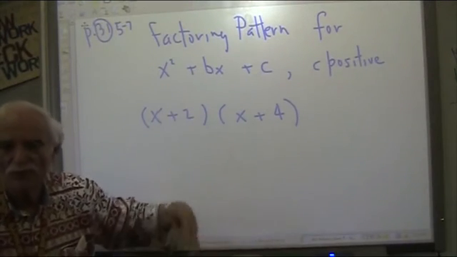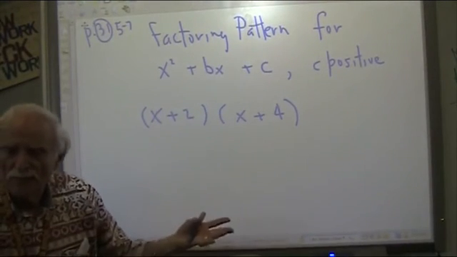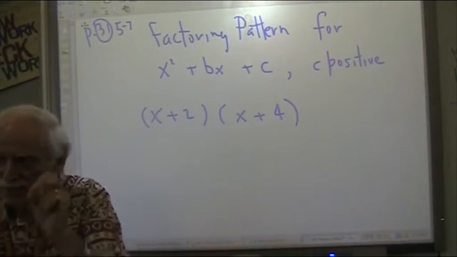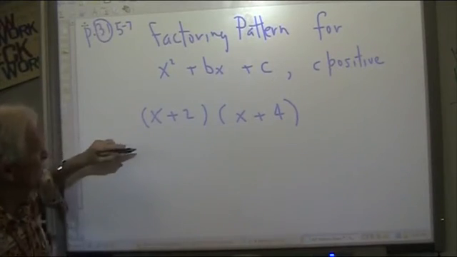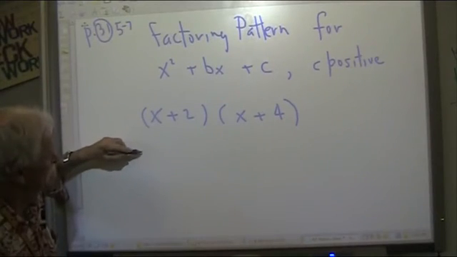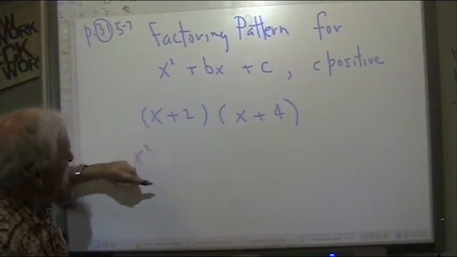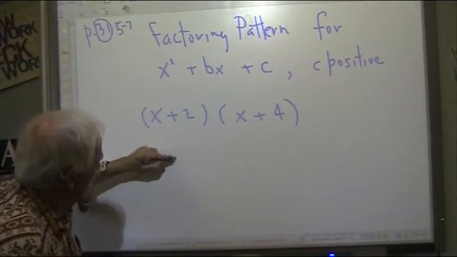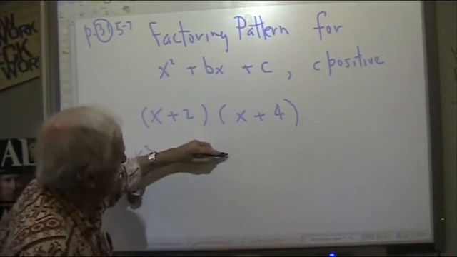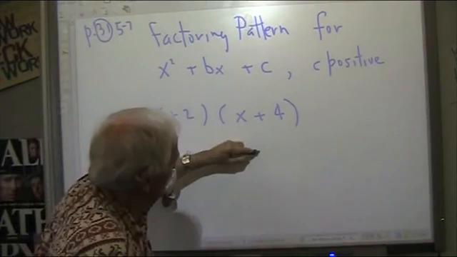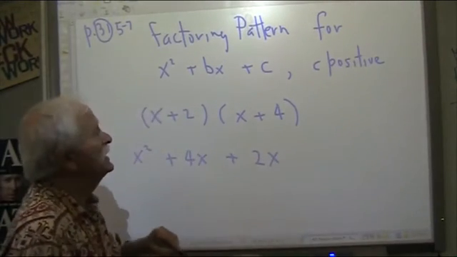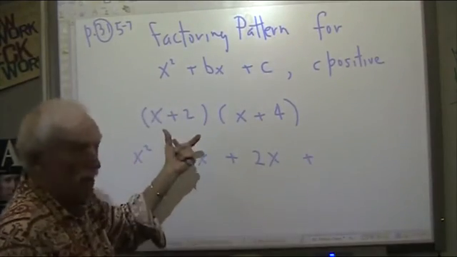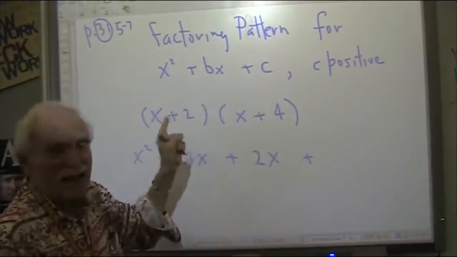We know that if we apply FOIL, we'll get to a trinomial. So we're going to use FOIL, and we're going to keep every single term in front of us. Give me the F term. X squared. Give me the O term. Plus 4x. Give me the I term. Plus 2x. And give me the L term. Plus 8. But I am going to write it as it actually occurs. It's going to be 4 times 2.